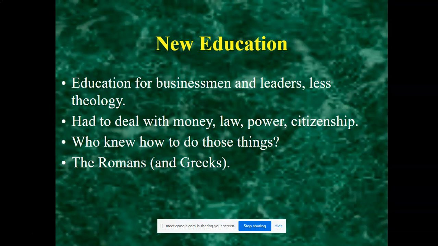And now we've got people who don't care that much about religion. They want to know what it's like to be a successful business person. They want to know what it's like to lead people in a town. How to deal with money. How to deal with the law. How to create laws. How to make people obey the law. What is it to wield power? How do you do that?